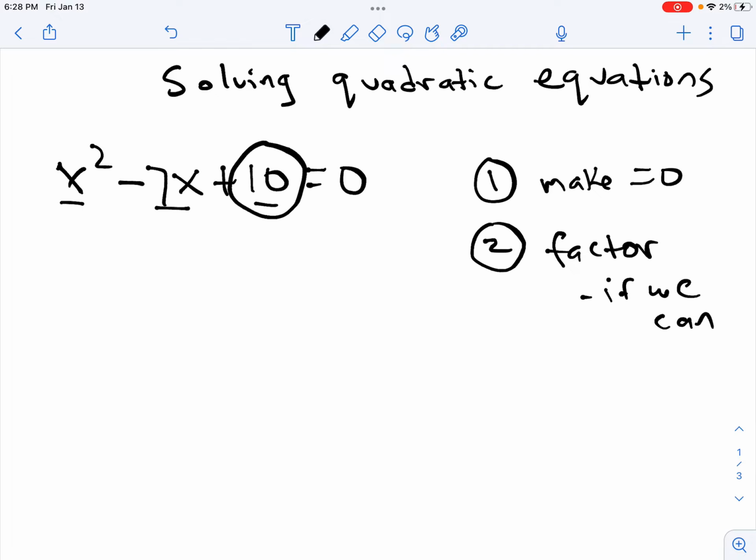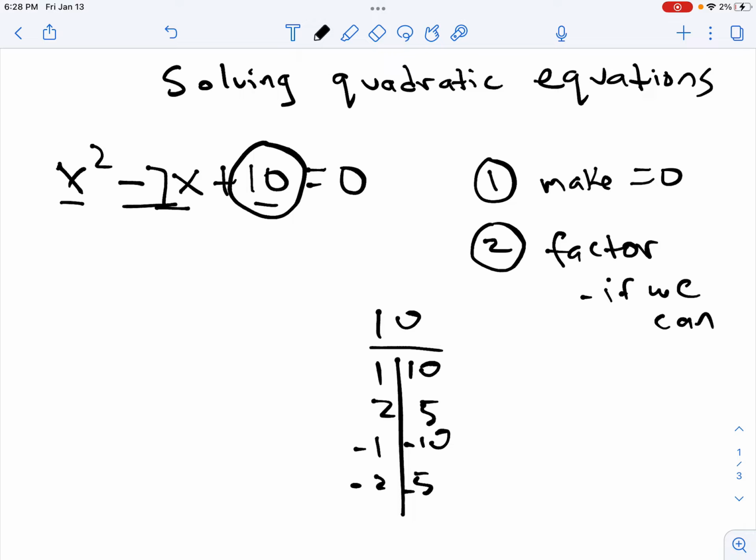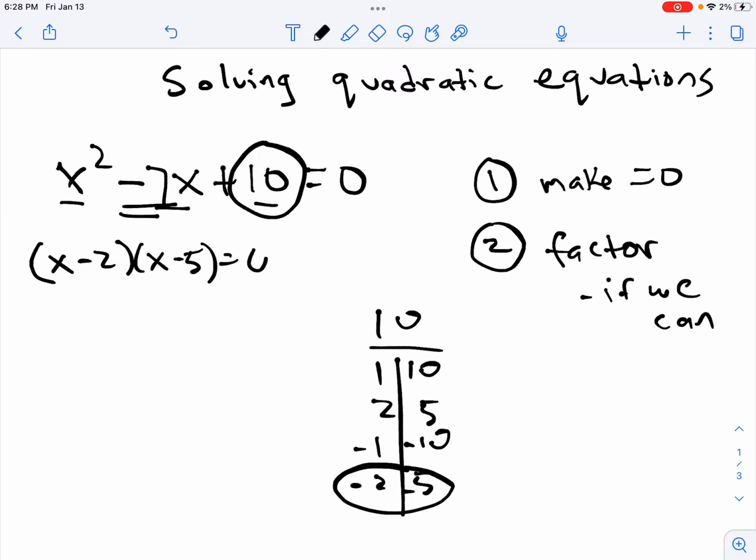We're going to circle that 10. I'm going to make my list of factors of 10: 1 and 10, 2 and 5. Let's do negatives too. All of these numbers multiply to be positive 10. The one that we want is the pair that adds up to be negative 7, and negative 2 and negative 5 will fit that. So we're going to rewrite this now as x minus 2 times x minus 5 equals 0.